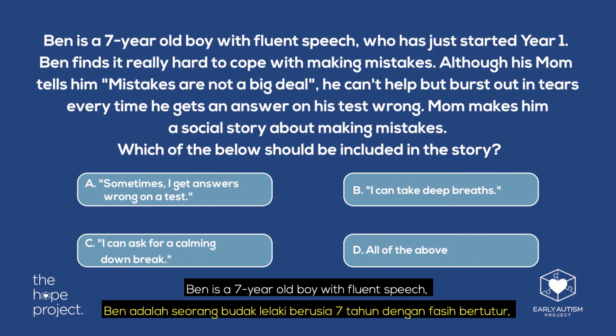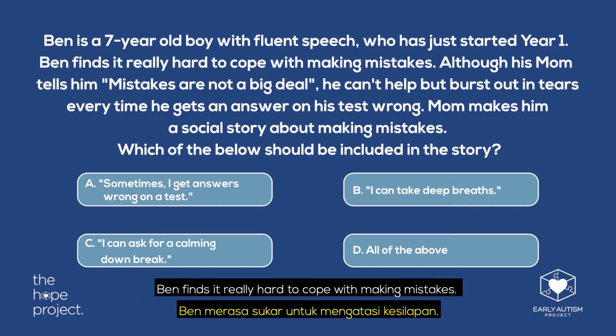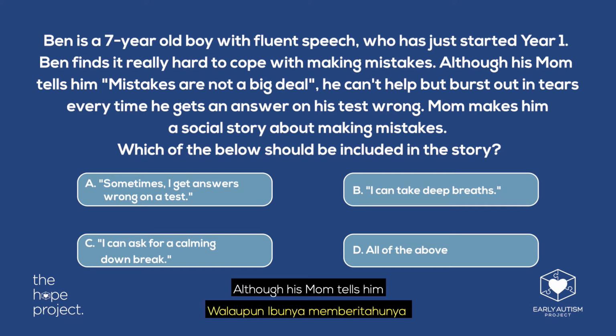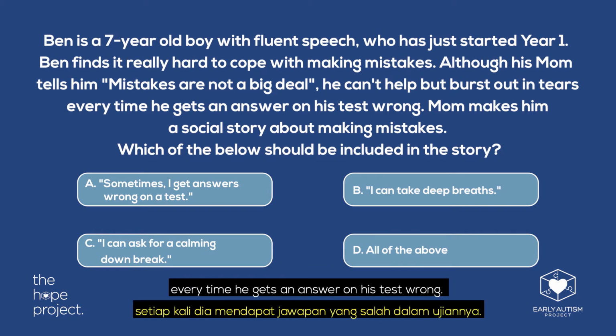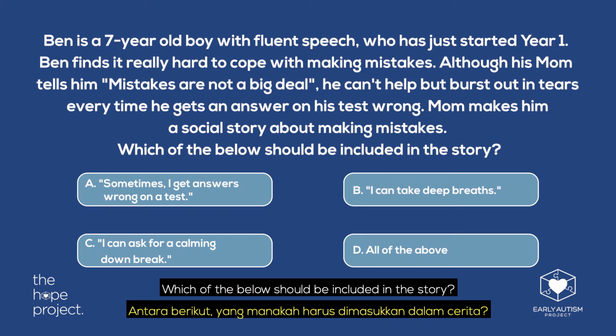Ben is a 7-year-old boy with fluent speech who has just started year 1. Ben finds it really hard to cope with making mistakes. Although his mom tells him mistakes are not a big deal, he can't help but burst out in tears every time he gets an answer on his test wrong. Mom makes him a social story about making mistakes. Which of the below should be included in the story?